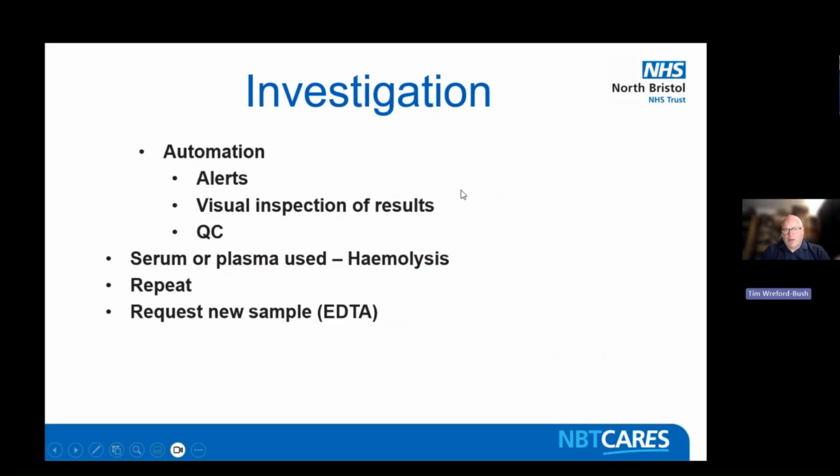Automation: check for alerts. Visually inspect the results, because you might get a result that's come out of the analyzer, but go and have a look at them, because it might be telling you something else. Check the QC has passed. Is there something wrong with the analyzer, for instance? Maybe bleach or something still in the line, destroying certain things.